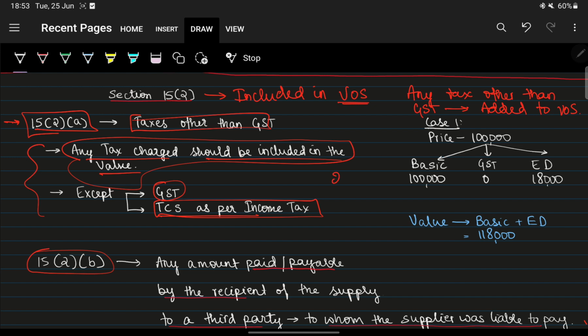If you're charging 200 plus 10% TCS, that is 20, so the total becomes 220. On this again you're charging GST, let's take another 10% for easy calculation, which is plus 22. So 220 plus 22 becomes 242. Here the tax is on an amount that is already taxed, so it becomes a tax on tax. That's why TCS has been excluded, meaning you don't have to add TCS into the value of supply.